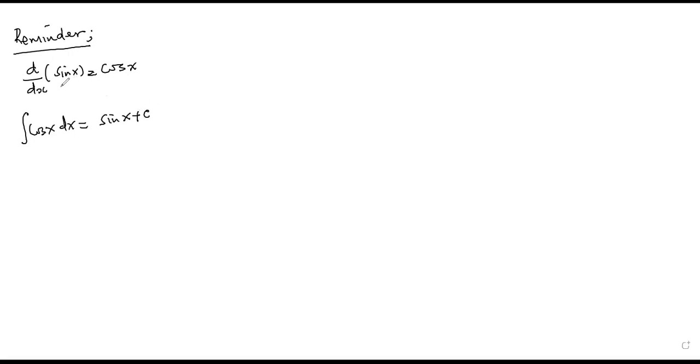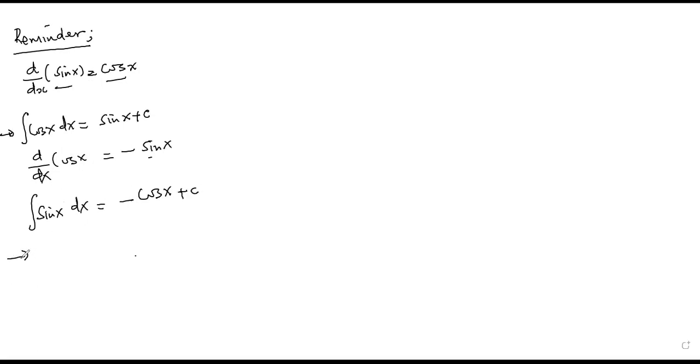What does it imply? When you differentiate sine, you get cos. So when you integrate cos, you should get sine. Two, when you differentiate cos x, you get negative sine x. What about when you integrate sine? When you integrate sine x dx, you should get negative cos x, plus a constant of integration.